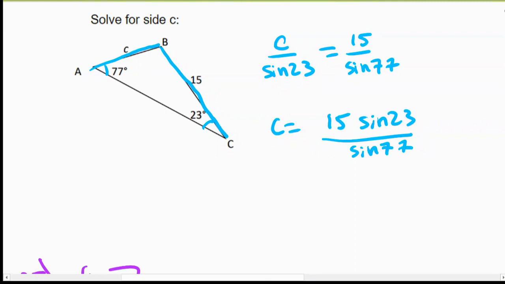And now I'm just going to plug that into my calculator. 15 times sine of 23 divided by sine of 77. And that gives me my value here of about 6.02-ish.